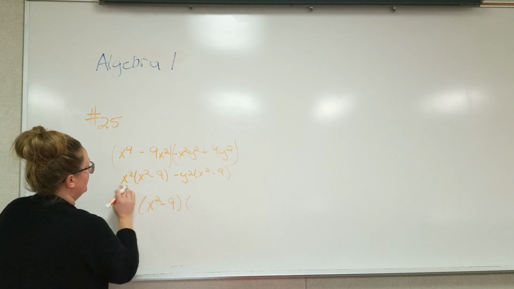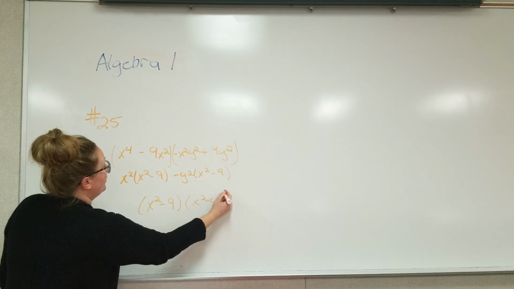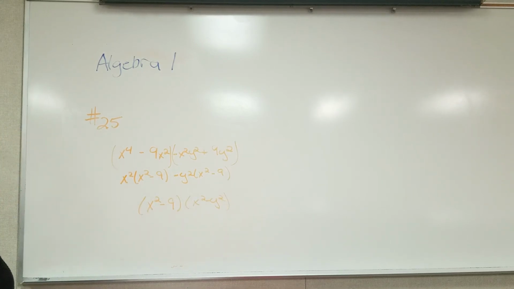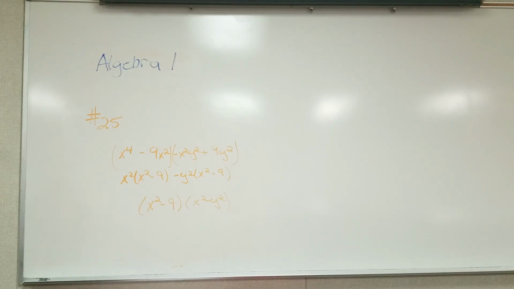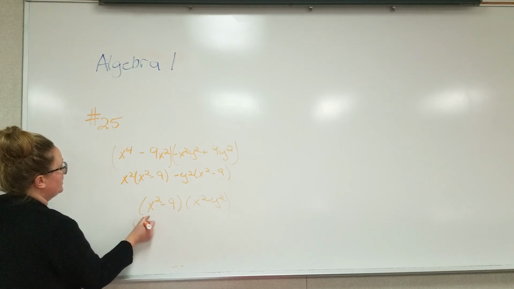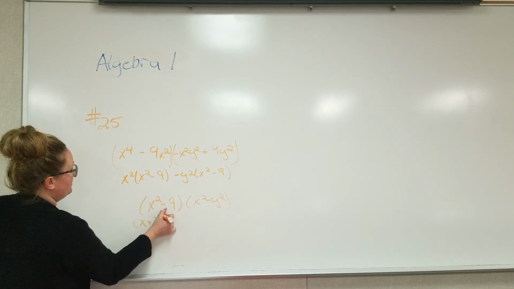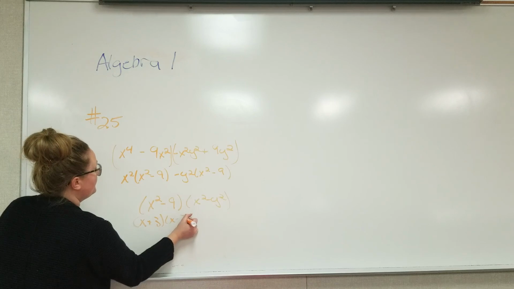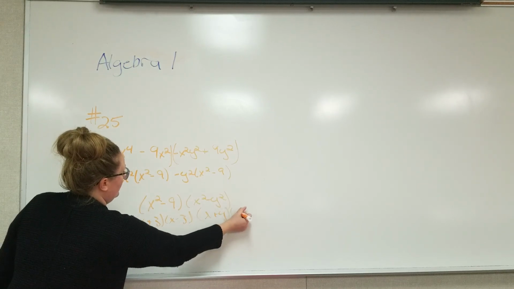And then the other one are these two terms, x squared minus y squared. Now both of these are perfect squares. They're actually the difference of two squares. So remember, in the difference of two squares, you have two binomials that match except for one's positive and one's negative. So the square root of x squared is x, and the square root of 9 is 3. So x plus 3 and x minus 3. And this one would be x plus y and x minus y.